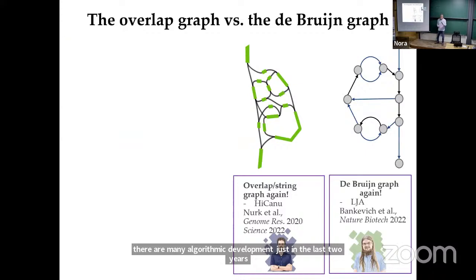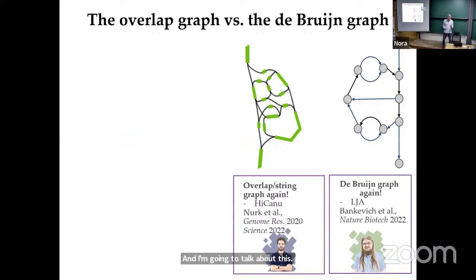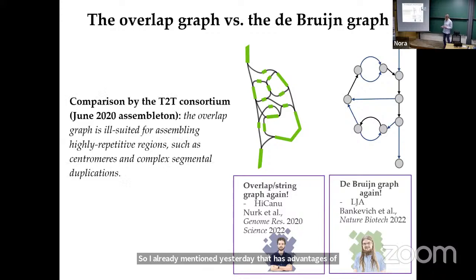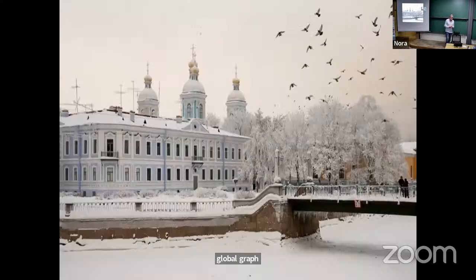So I already mentioned yesterday that the de Bruijn graph has advantages over overlap graph, and the Telomere-to-Telomere consortium also came to this conclusion. One of them is using overlap graph, and another is using the de Bruijn graph. Now let me tell you the story.